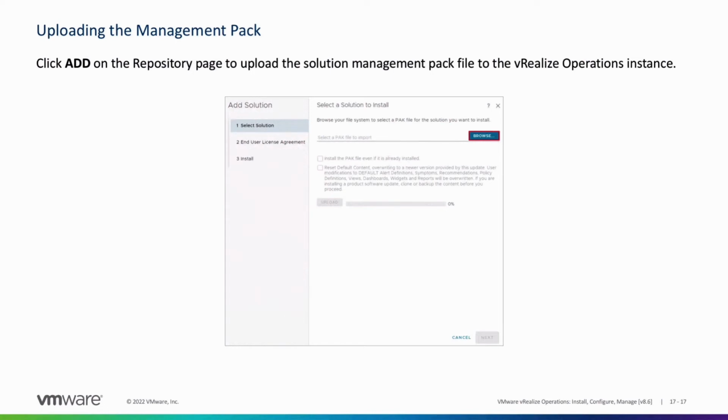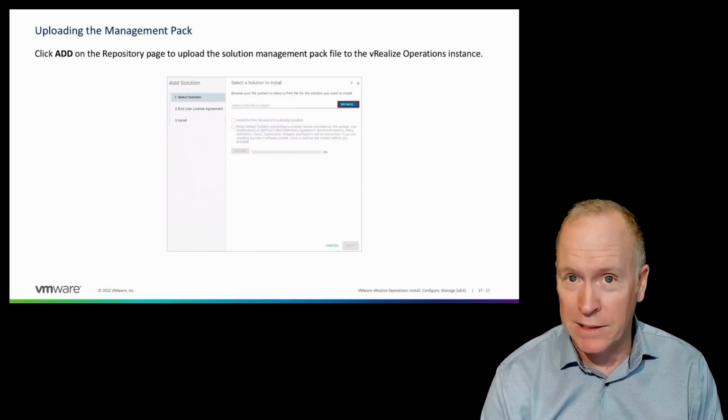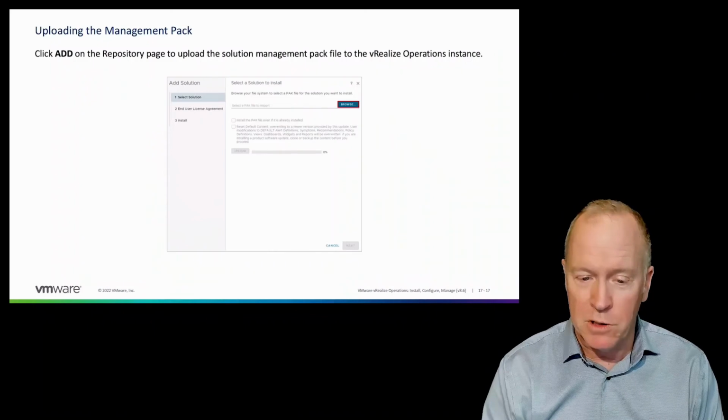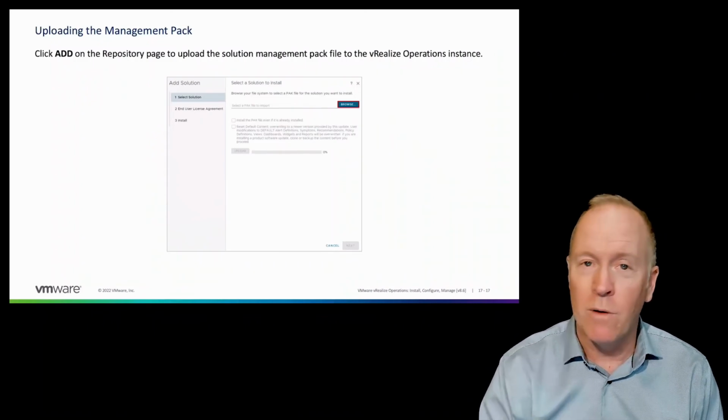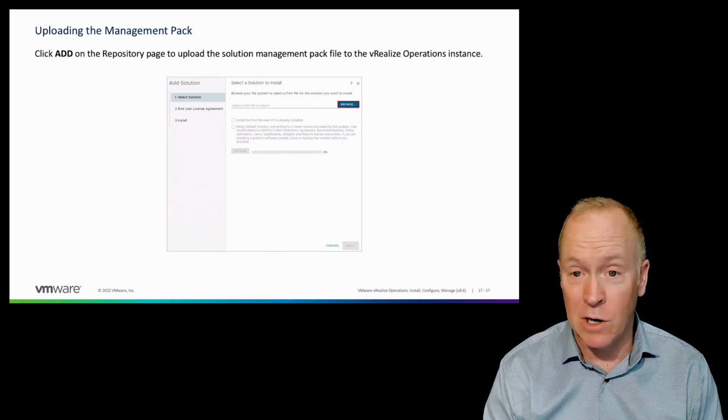But the basic flow is you browse to your .pack file, you upload the .pack file, then on the next screen, you accept the end user license agreement, and on the third and final screen, it will install the management pack. Now again, there are these 2 checkboxes that allow you to slightly tweak how the management pack gets installed.